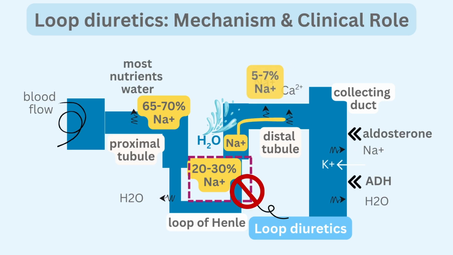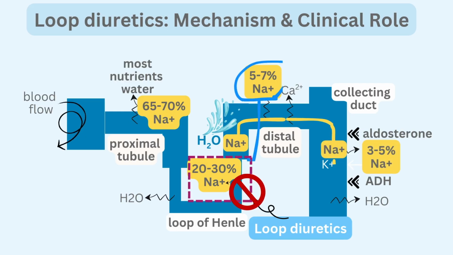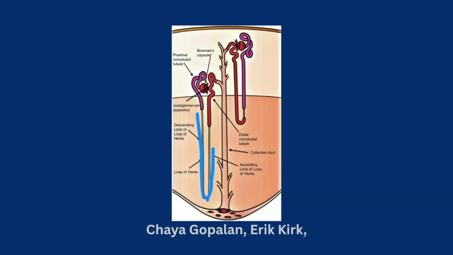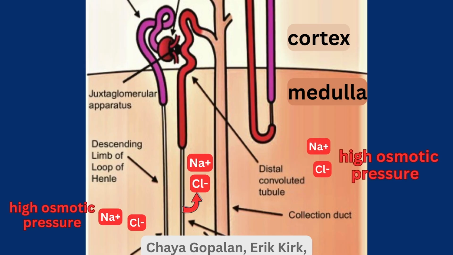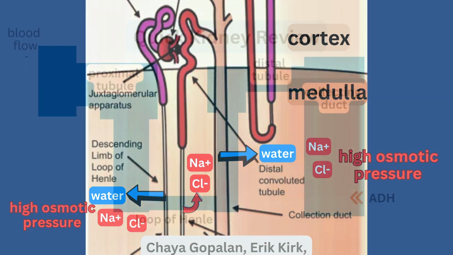Downstream, the distal tubule reabsorbs only 5 to 7% and the collecting duct 3 to 5%. They cannot handle the extra sodium load. In addition, the ascending limb normally pumps sodium chloride into the medulla without water. This builds the medullary osmotic gradient, the kidney's concentration engine.